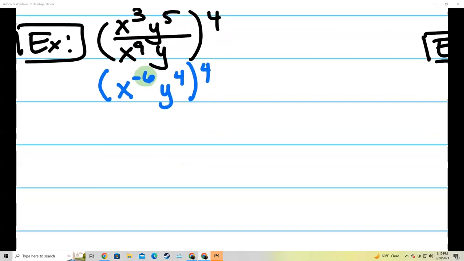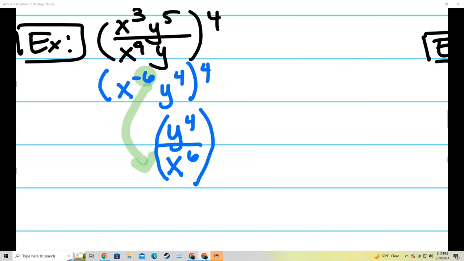Let me go ahead and write it down here. That means I still have a y to the fourth on the top. And then I have an x to the positive 6 on the bottom. But I still have not done this exponent of 4 just yet. So that's still hanging out on the outside. So again, this stayed on top. That's why that's here. This moved to the bottom. That's why that's here. The 4 is still the 4. Now that I have all this taken care of, I can go ahead and start distributing that 4. That 4 is going to go to the top one. That 4 is going to go to the bottom one.